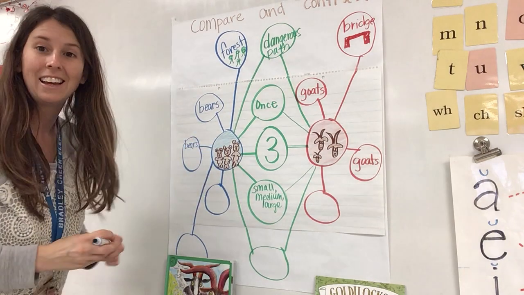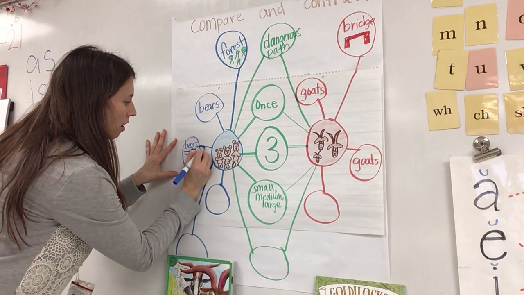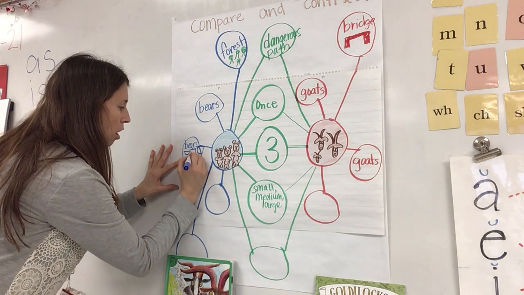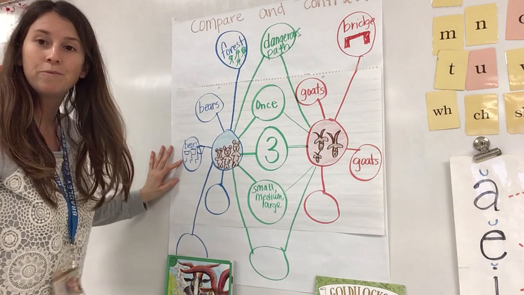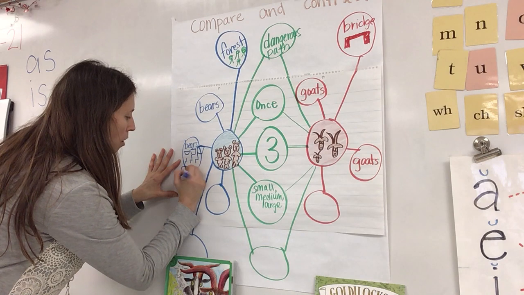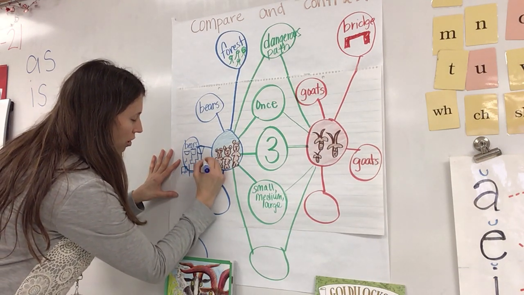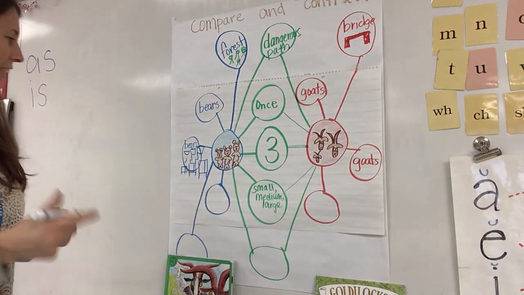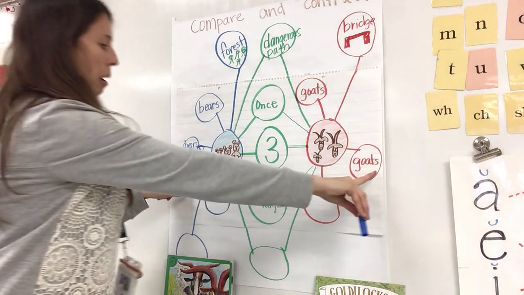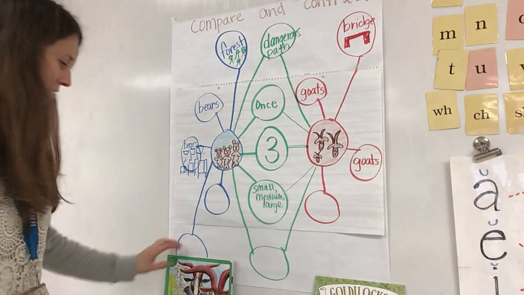Was that it? No, remember the porridge bowls? What else? The chairs were small, medium, and large. What else? The beds were small, medium, and large. So more than just one thing. So that's different. But they both had small, medium, and large objects or characters.